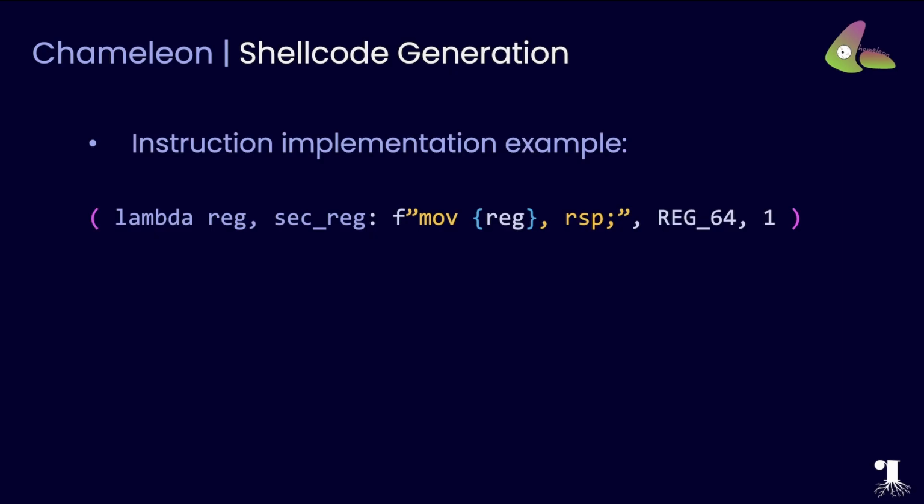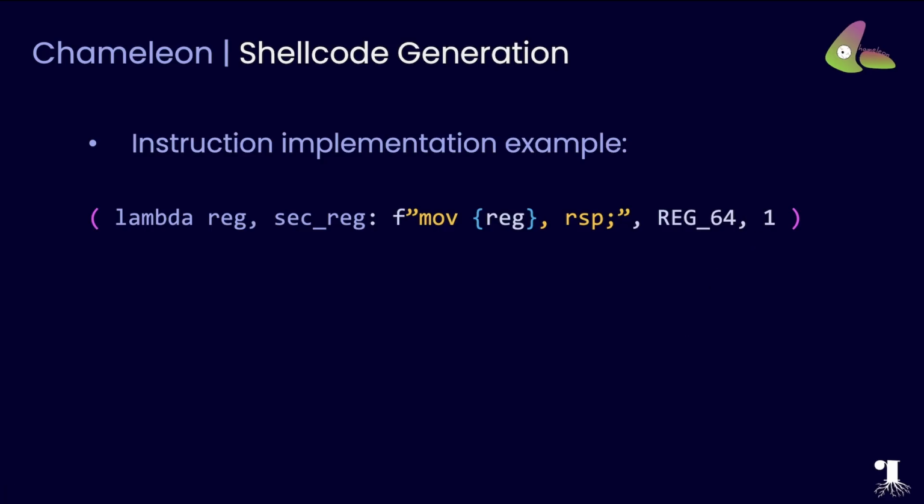And here you have some examples of these implementations. Here you have the example I gave you before, to move RSP to a certain register, and here we just specify that this kind of instruction only supports 64-bit register sizes, and this last value is the weight of the instruction.